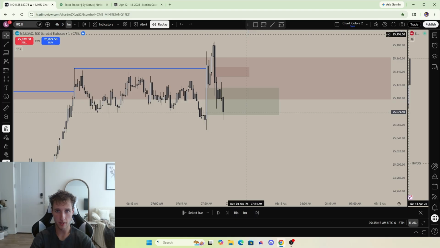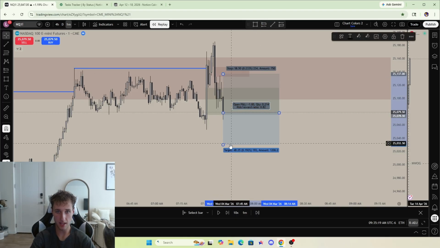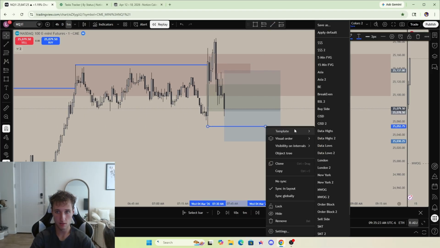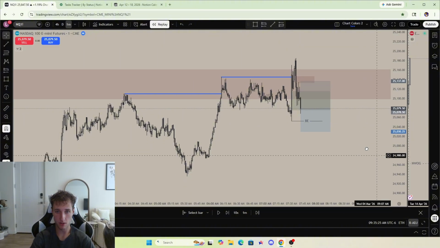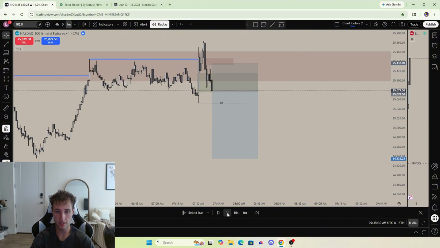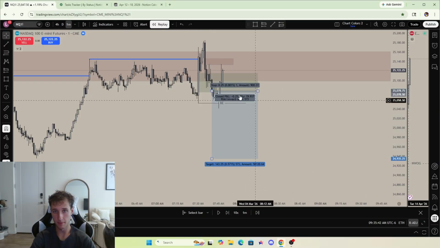Okay, what I would end up doing here is taking a short right here. I'd have my stop at this high, and I'd be break even at this internal low, and I'd probably be targeting this low all the way down here. Let's see what ends up happening. All right, break even right there, and then I would just let my runner go. End up getting stopped at break even.